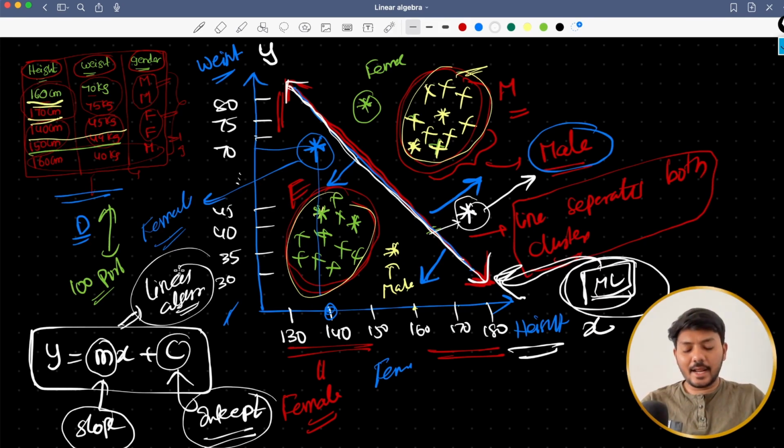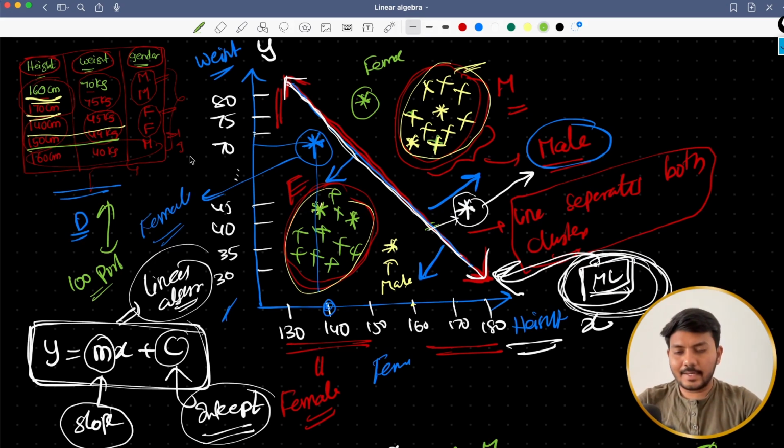So what is linear algebra? Linear algebra is a section of mathematics in which we try to fit planes or lines such that the machine will learn. So internally what the machine is doing is trying to find this line. If it finds it, then it is able to successfully classify the points.